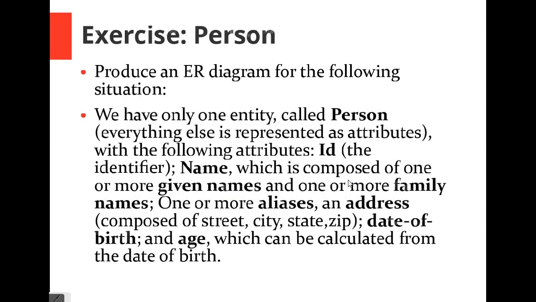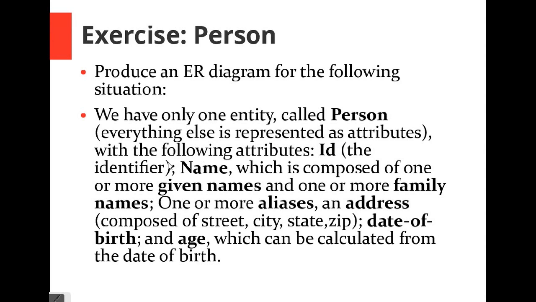Now in this part of the course, we are going to take an exercise to see if we have comprehended the different kinds of attributes and entities and how to represent them in the ER diagram. In this exercise, I am calling it person. We are going to produce an ER diagram for the following situation. We have only one entity called person. Everything else is represented as an attribute.